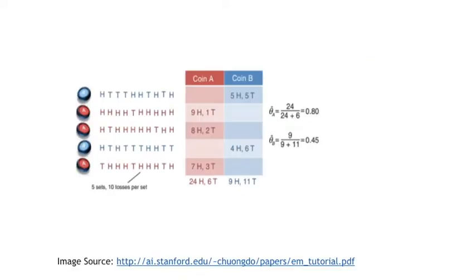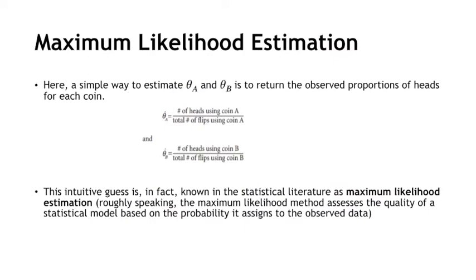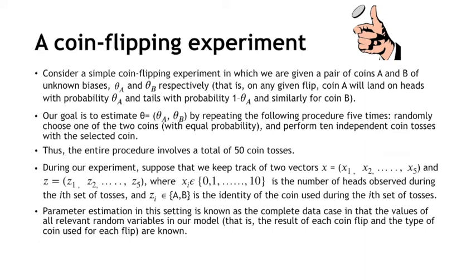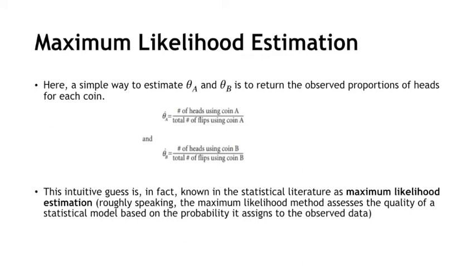I will show you with the help of a diagram. But before that, we need to know how we would estimate the probability of a coin toss. That can be done by using maximum likelihood estimation. A very simple way to estimate theta A and theta B, our unknown biases as talked about in the previous slide, would be: theta A is equal to the number of heads using coin A divided by the total number of flips using coin A. Similarly, theta B would be the number of heads using coin B divided by the total number of flips using coin B. So this intuitive guess of estimating theta A and theta B is, in a broader sense in statistical literature, known as maximum likelihood estimation. That is, it tells us the maximum probability or the maximum estimation of a particular event happening.